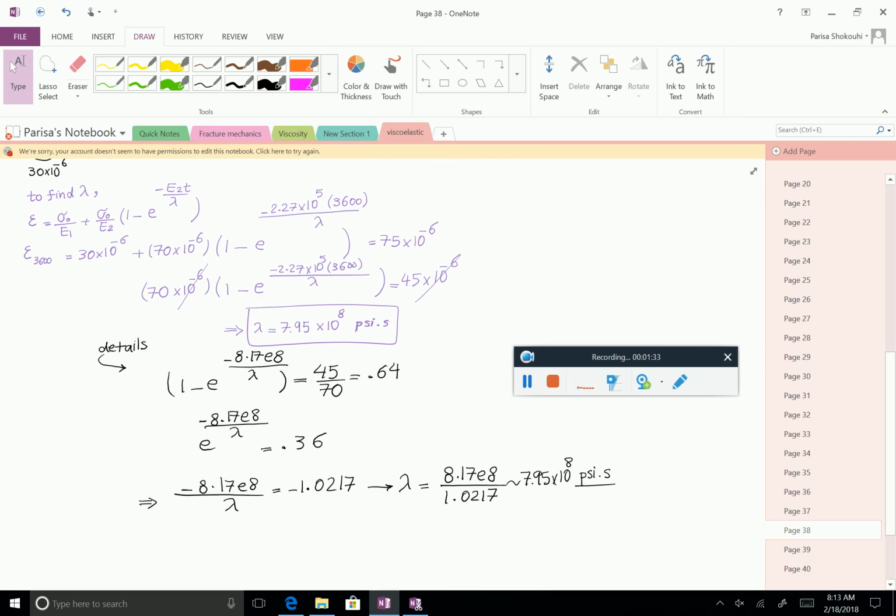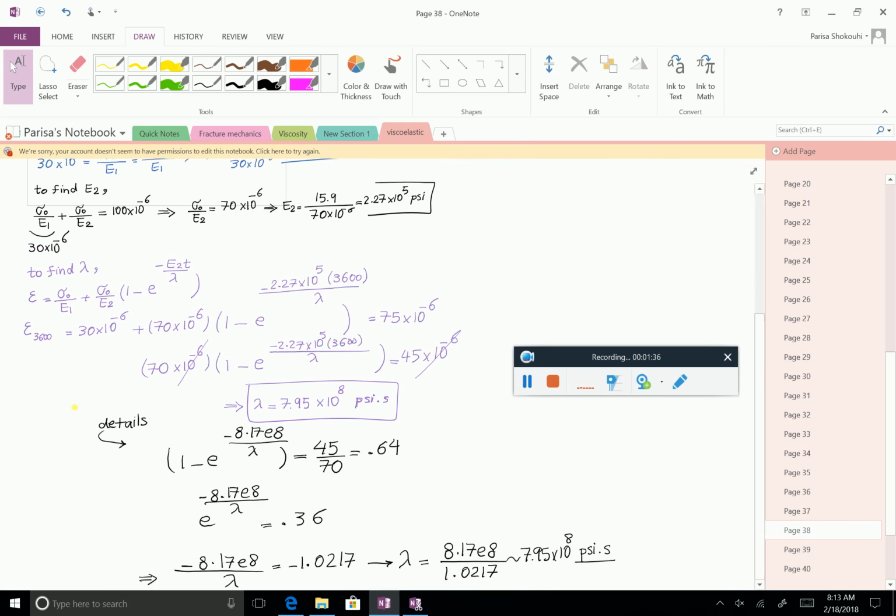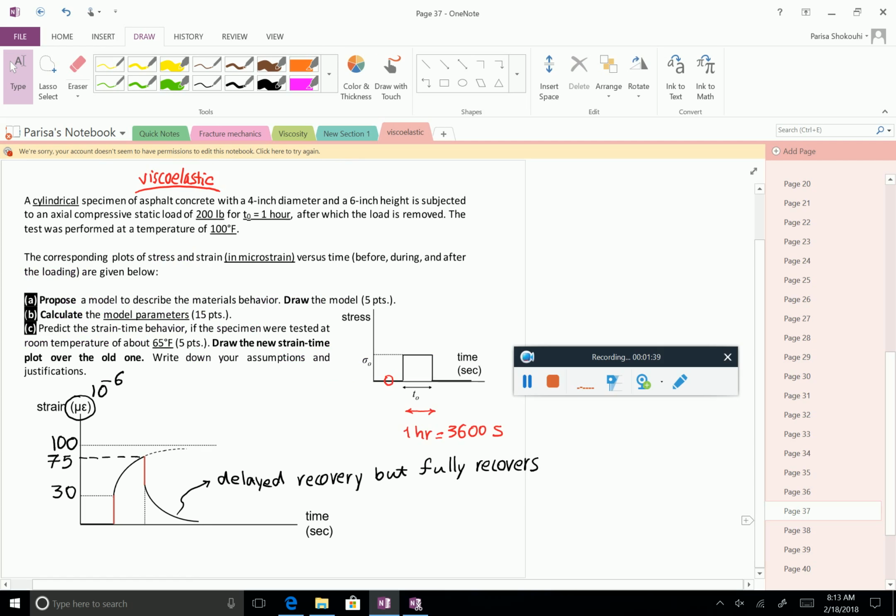So let's see, the last part of the problem is actually asking what happens if the material would be tested at lower temperature, which is room temperature. So this original curve was at 100 degrees Fahrenheit. So the question is, what happens if you do the test at 65? So remember what happens to viscosity.